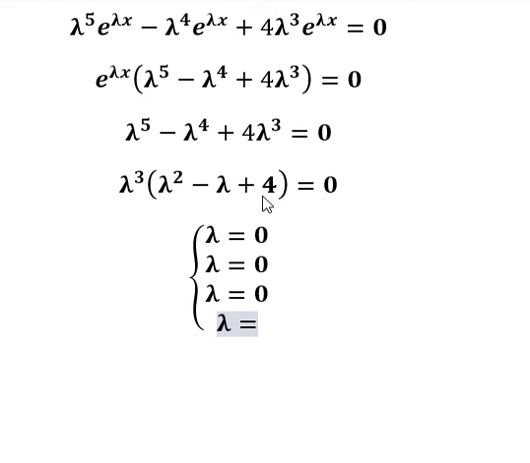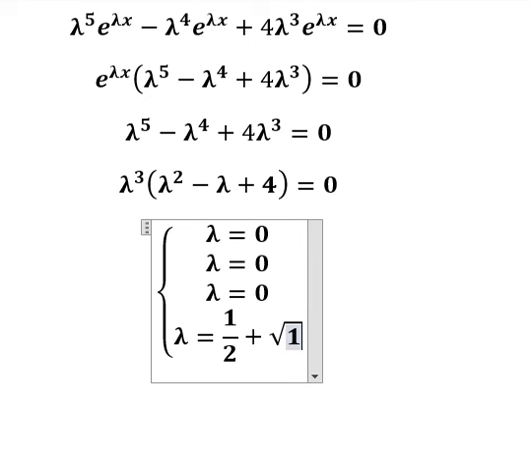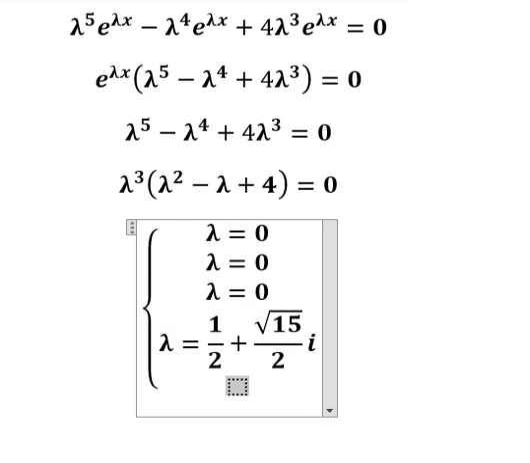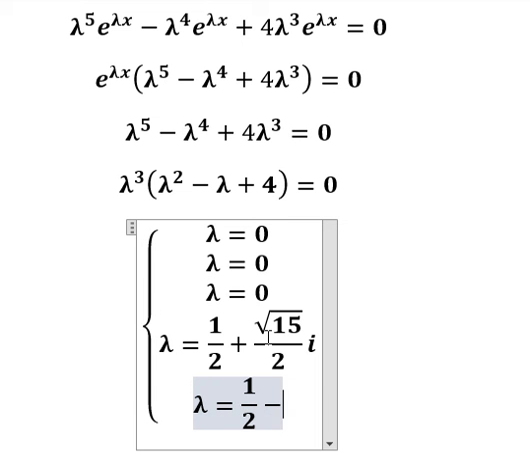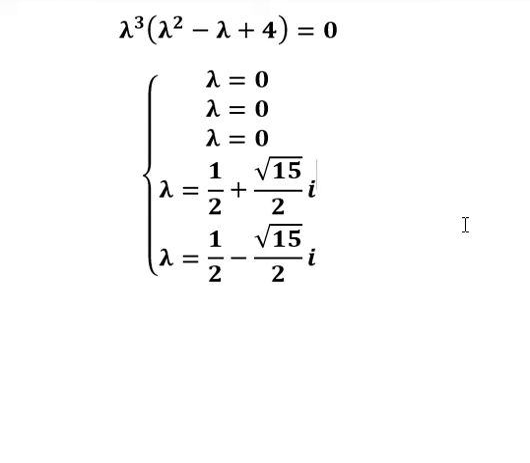And this one we have lambda equals to 1 over 2 plus the square root of 15 over 2, and we have I. And the next one, lambda equals to 1 over 2 minus the square root of number 15 over 2, and we have I. So now we have the final answer.